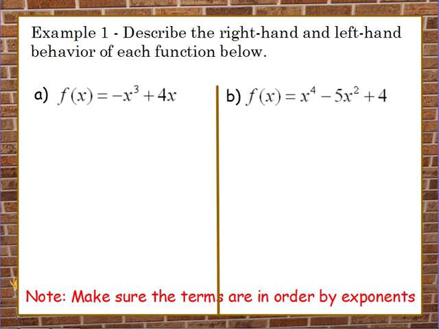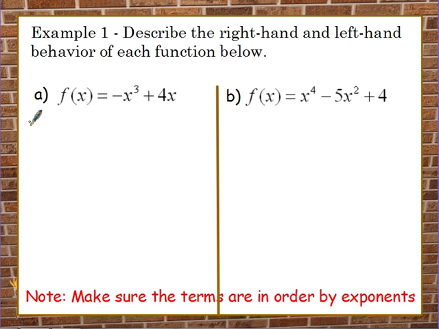All right, I have some examples here. All I want you to do is describe the left-hand and right-hand behavior of each function below. Eventually you're just going to get so good at it, you're going to see it right away, but I want to analyze some things here. My first function is f of x equals negative x to the third power plus 4x.